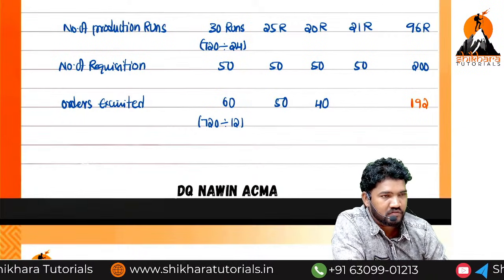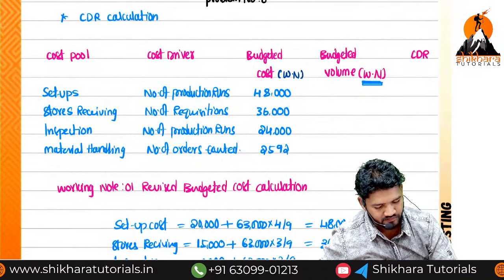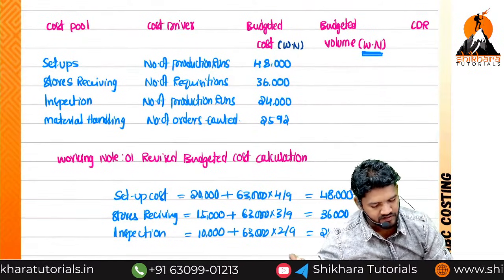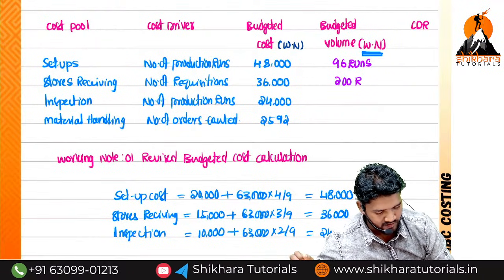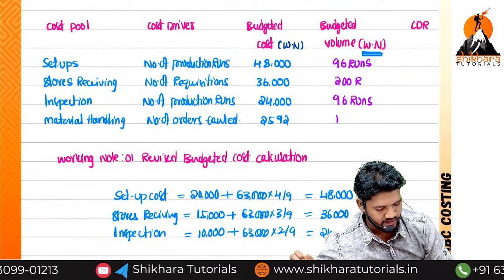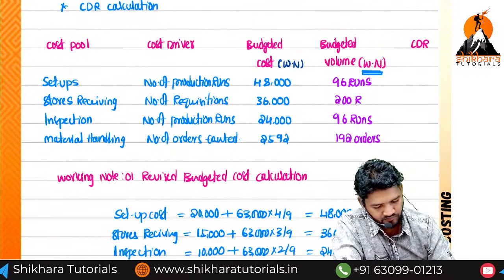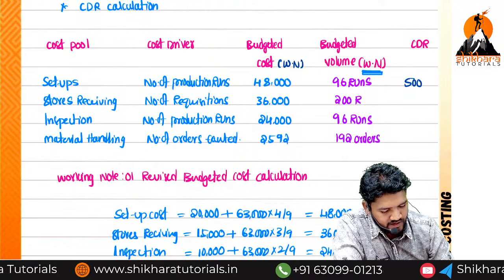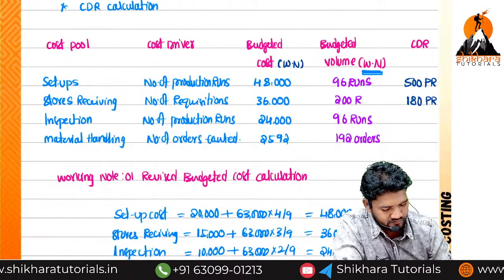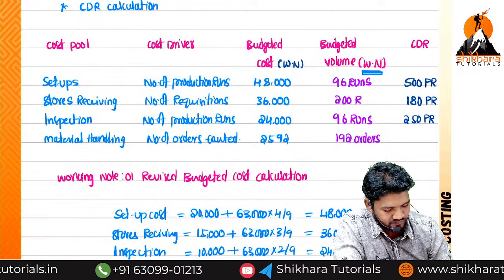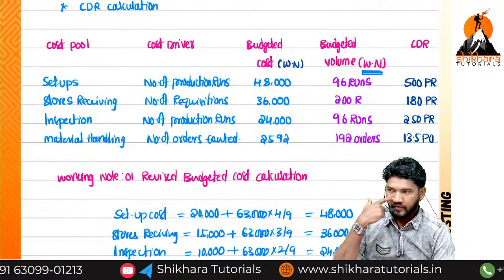What about D? 42. Now what is the requirement here? Budgeted volume. Please tell me the budgeted volume, number of production runs: 96 runs. 200 requisitions. Again 96 runs. 192 orders. Cost driver rate, please. 500 per run. 180 per requisition. 250 per run. 13 point something per order. Case 1 completed.